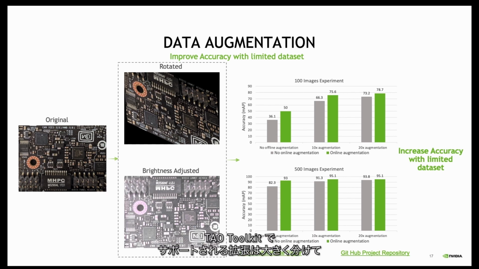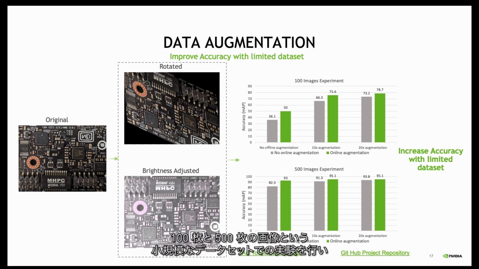For TAO Toolkit, 3 main augmentation types are supported: image blurring, spatial augmentation, and color augmentation. For spatial augmentation, TAO Toolkit supports image rotation, vertical and horizontal flip, and many more. For color augmentation, TAO Toolkit supports brightness adjustment, hue rotation, saturation shift in the image, and contrast adjustment.